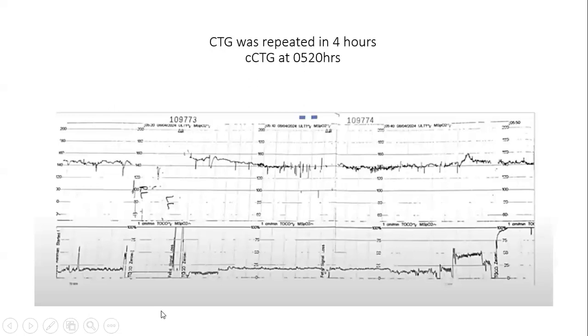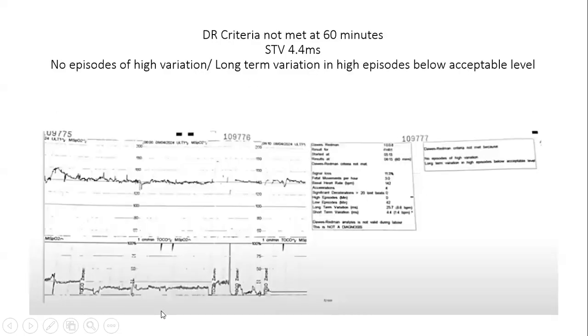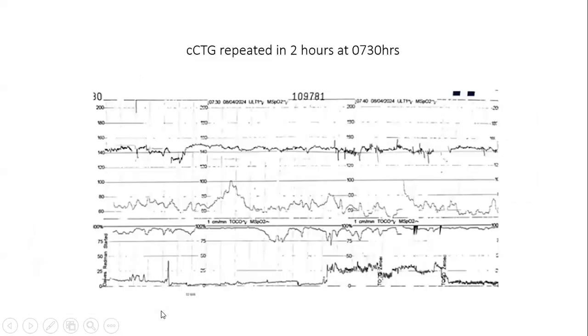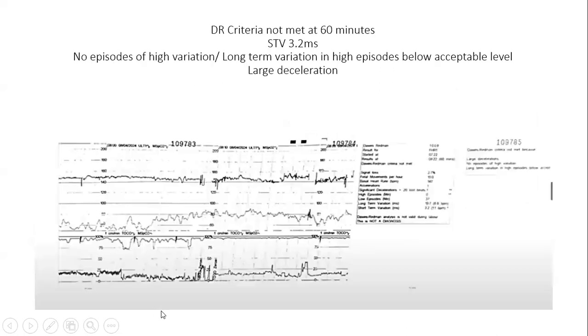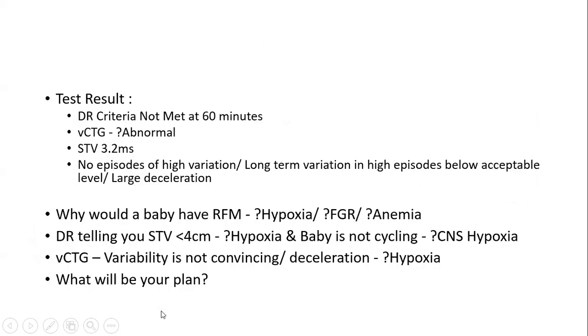In real life, they repeated the CTG in 4 hours. Again, it's an abnormal CTG. Again, criteria not met for the same reasons. STV is a bit higher now. What will you do? In real life, they repeated it again, and now there are decelerations on the trace. So this is more concerning. Criteria not met, STV less than 4, no episodes of high variation, large decelerations.